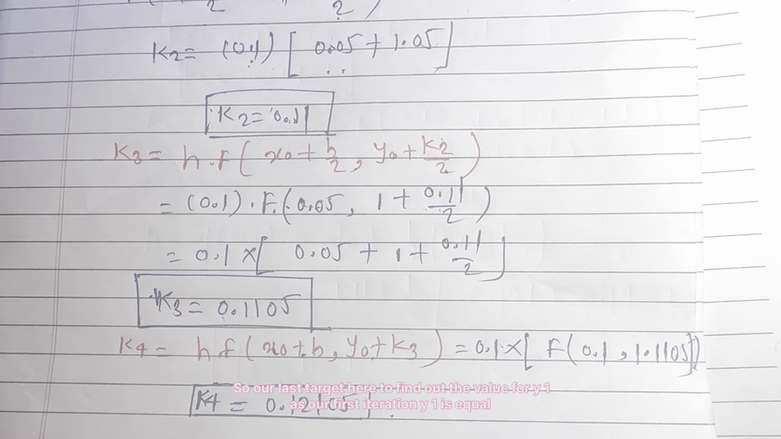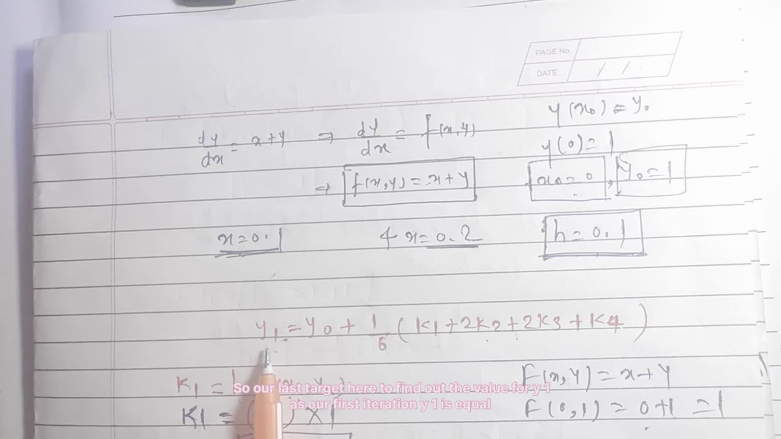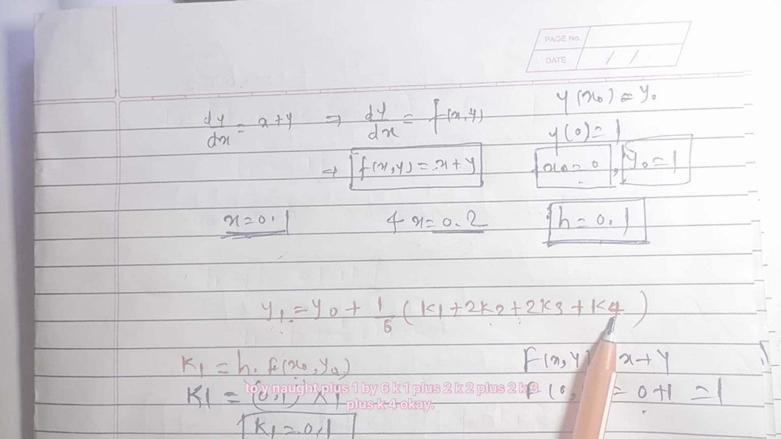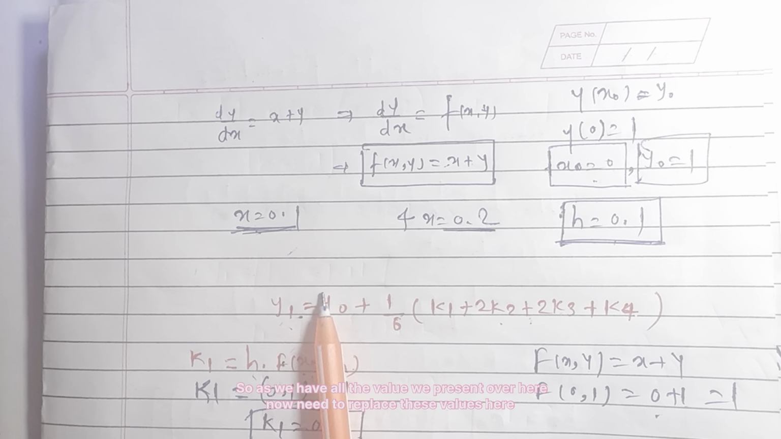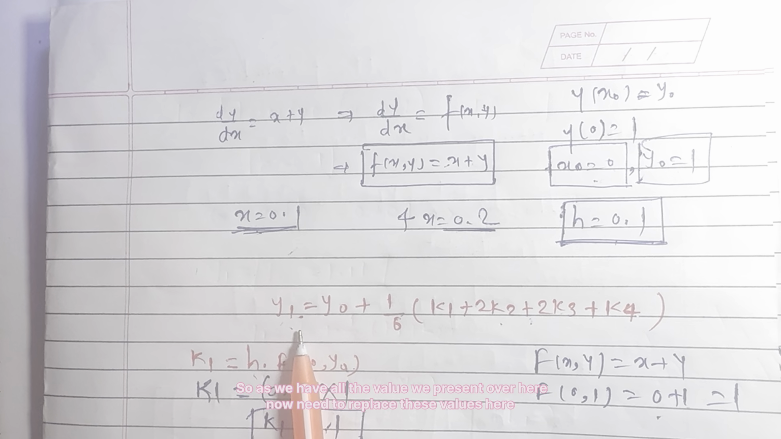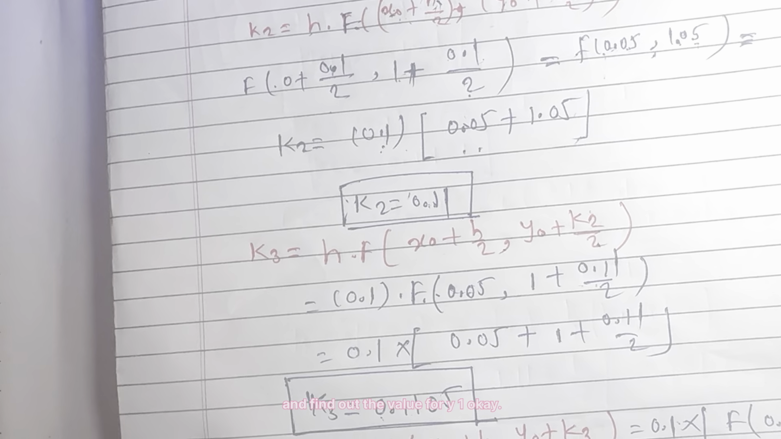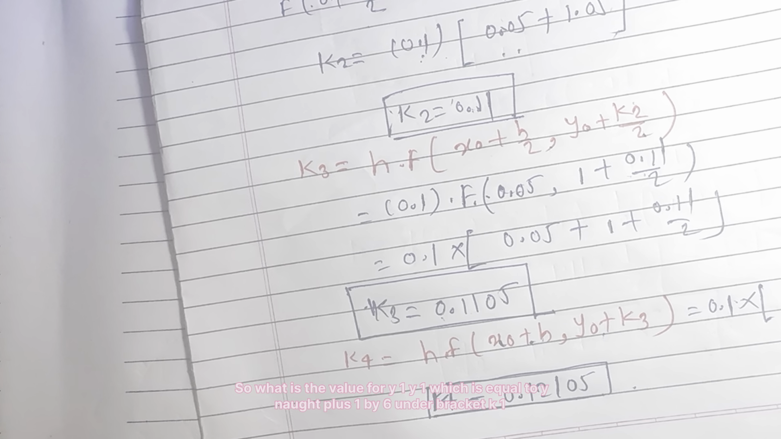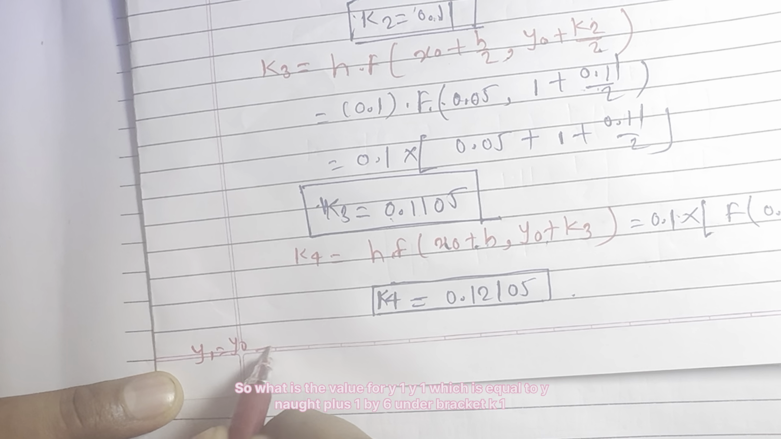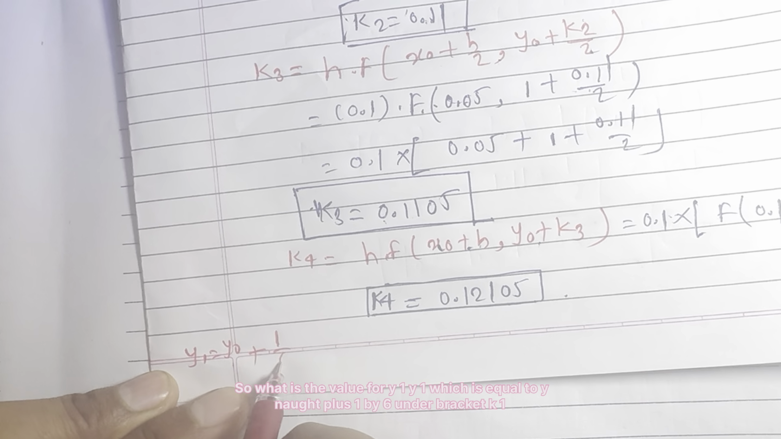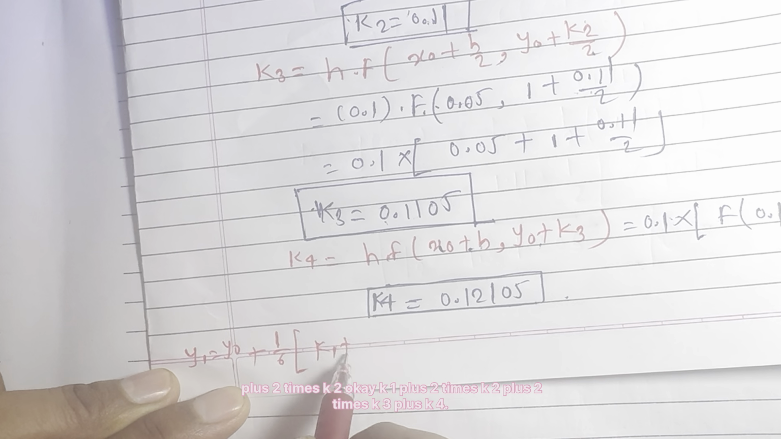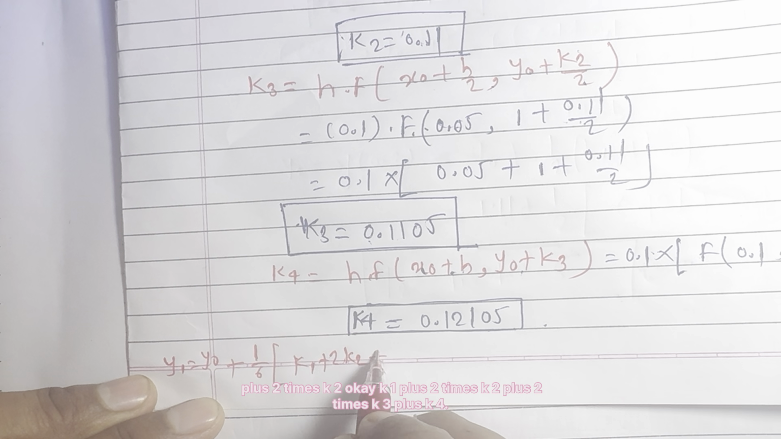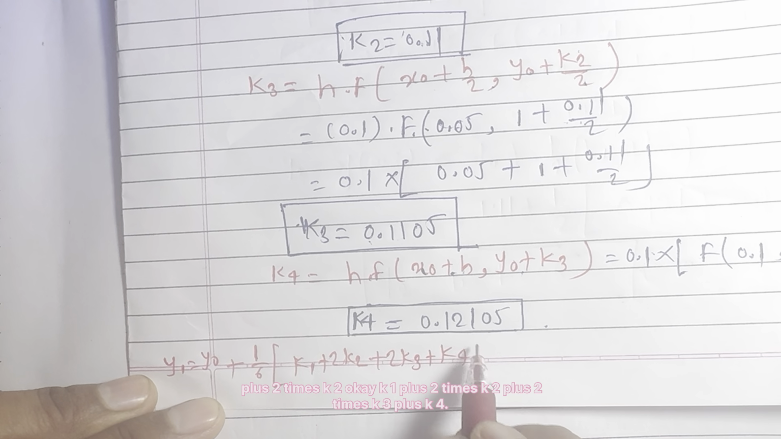So our last target here is to find the value for y1 as our first iteration. y1 is equal to y0 plus 1 by 6 times K1 plus 2 K2 plus 2 K3 plus K4. As we have all the values present, now we need to replace these values and find the value for y1. So y1 equals y0 plus 1 by 6 in brackets K1 plus 2 times K2 plus 2 times K3 plus K4.